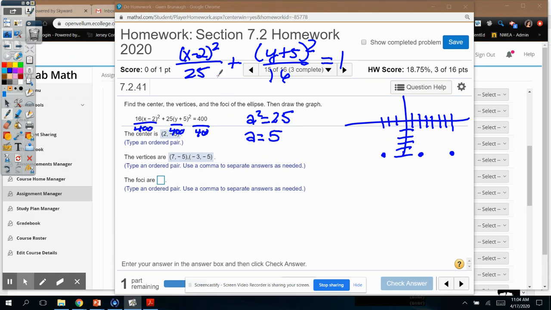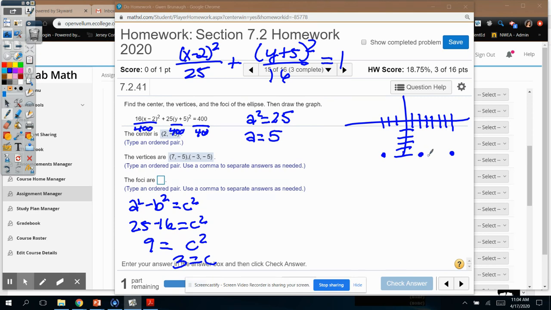Foci comes, this is at least a different foci. Okay, a squared minus b squared equals c squared. 25 minus 16 is 9. So that's 3. That's good. So C is 3. So I'm going left to right 3 because it has to be in the x direction here. So where was I at? I was at 2, -5.